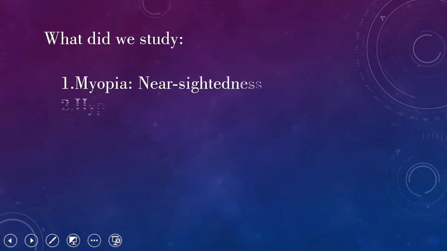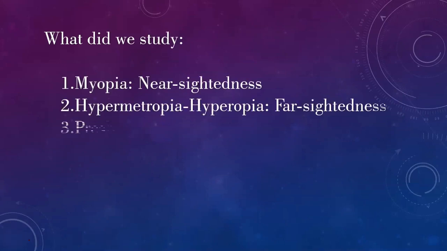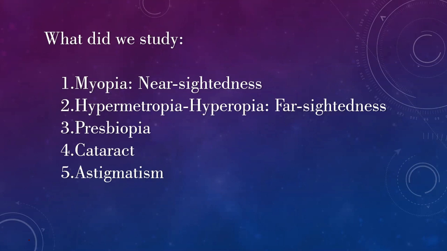Okay, so we studied the different types of eye defects. We studied myopia, which is also known as nearsightedness. We studied hypermetropia, hyperopia, which is also known as farsightedness. Presbyopia, which is the same as hypermetropia. Then cataract, a condition wherein the eye lens becomes cloudy and milky. And then astigmatism, where we are able to see two images at a time of one object. Okay, hope you have understood.